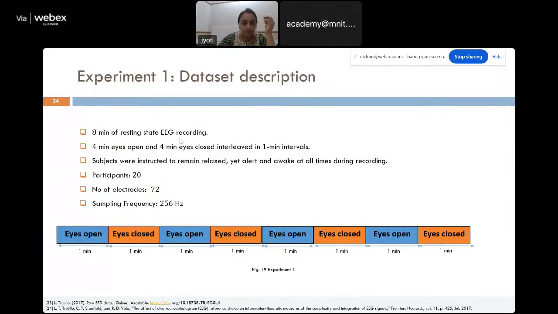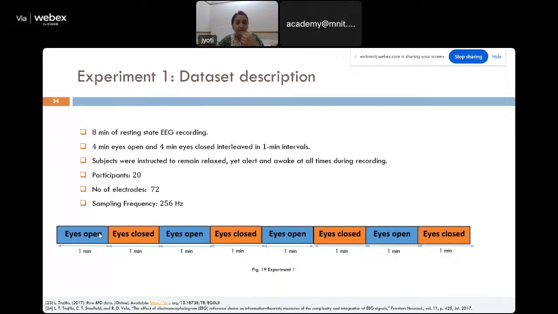So what we have done, this is the first data set, the 8 minutes EEG recording for 20 participants, total 72 electrodes were there, and 1 minute eyes open, 1 minute eyes closed, like that the experiment was designed. So continuously the brain state was changing. For 1 minute the eye state was eyes open. So while eyes open, I just wanted to capture what is there. So this is a simpler experiment in which no typical tasks are there, but the second is a multitask experiment.